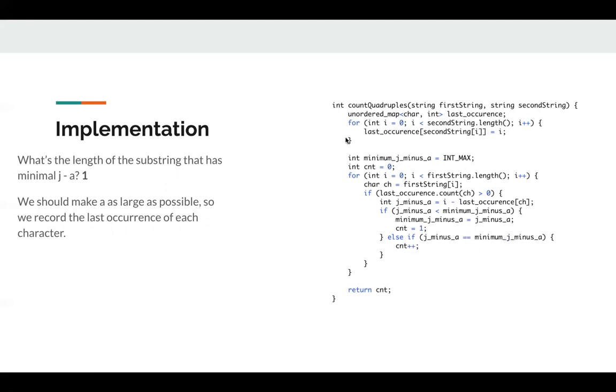Okay, so that's the solution. The most important thing here is we need to observe the pattern that we need to find what's the length of the substring that has minimum j minus a. It's 1. This is the most important step here.